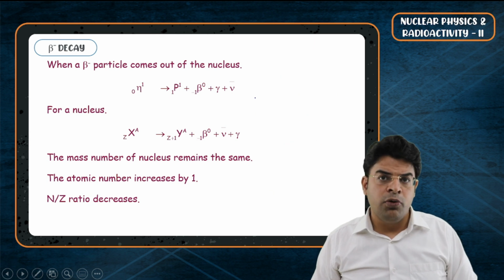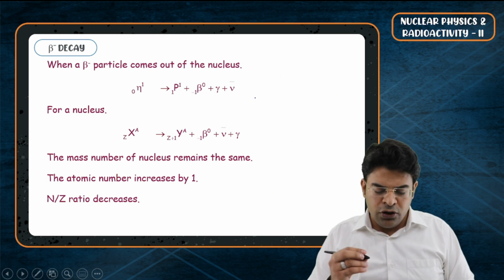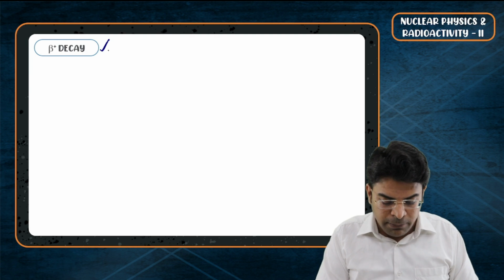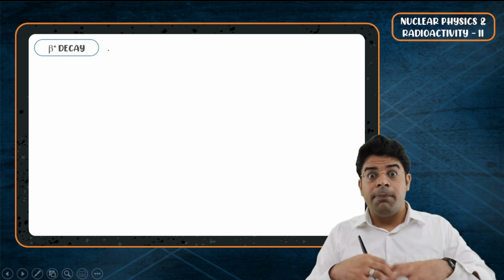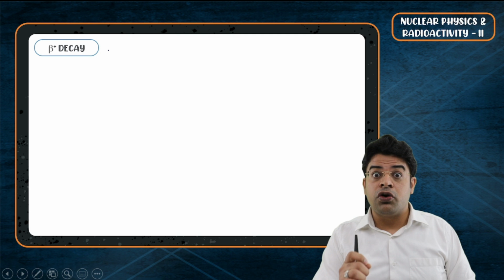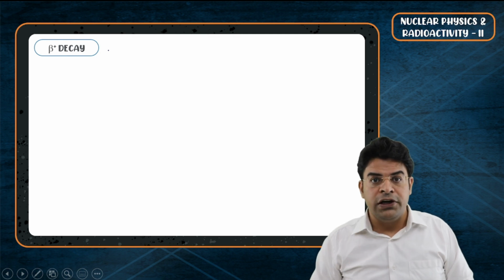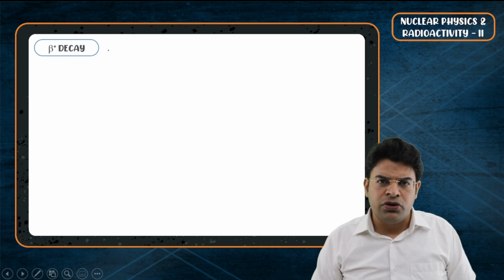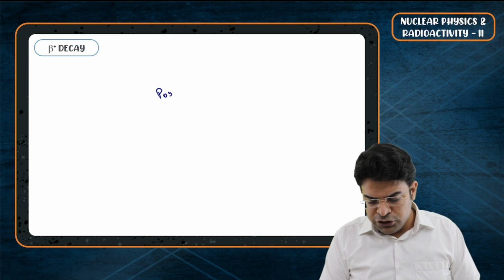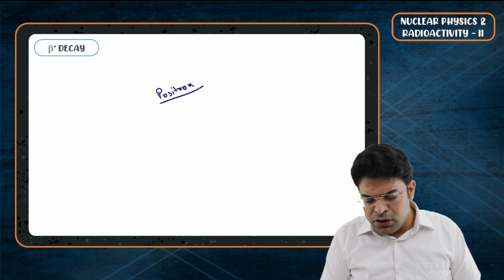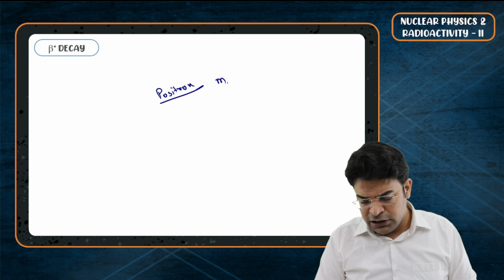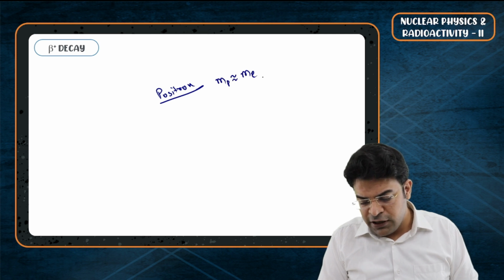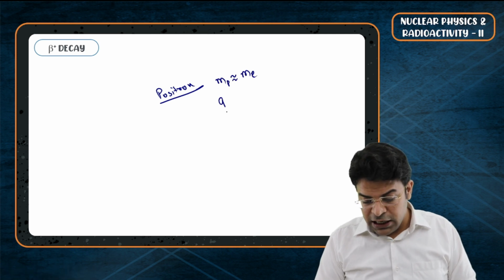Now, bachcho, moving on to the next type of decay, and I know that you know it, we are going to talk about beta plus decay. Beta plus decay means a positron is coming out of the nucleus. What is a positron? You have to think of a positron as a small charged particle having mass same as that of the mass of an electron and having charge same as that of the charge on a proton.